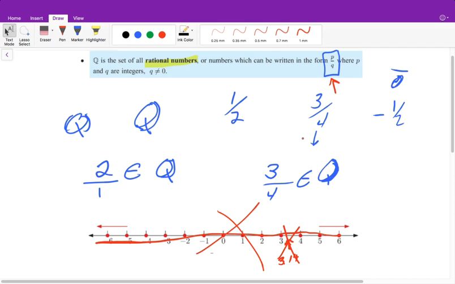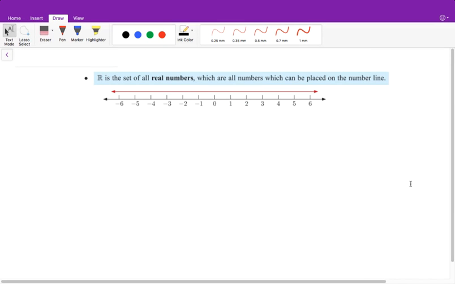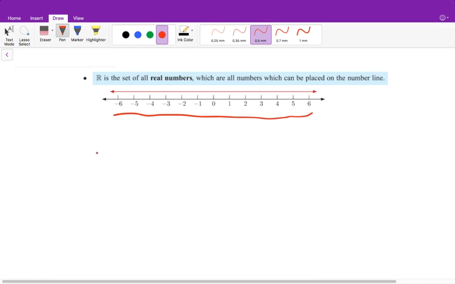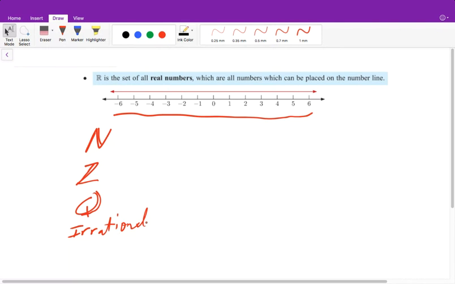All right, there's one more set that we're going to discuss, and that is our set of all real numbers. Now we can finally use the number line. Our set of all real numbers includes all of the sets that we just discussed. Any number that's a natural number is a real number. Any number that is an integer is a real number. Any number that is a rational number is a real number, and any irrational number is also a real number. So all of these are part of our real number set.